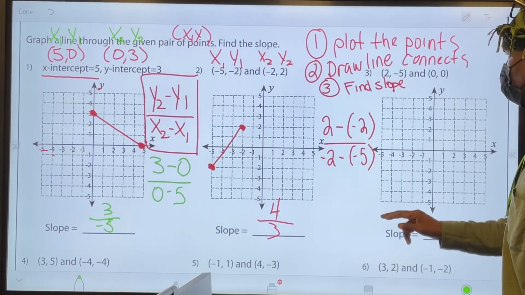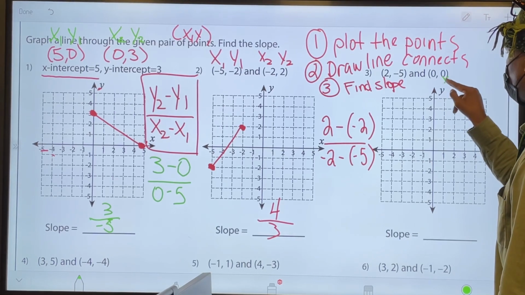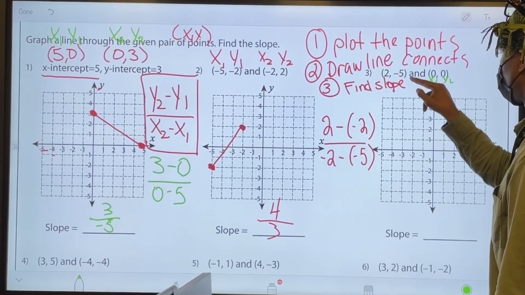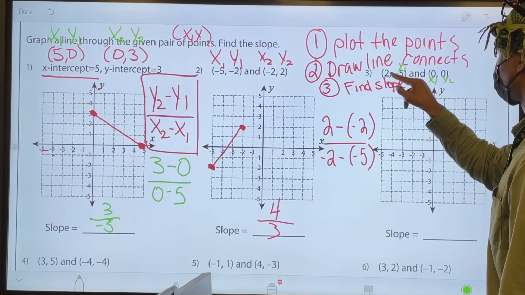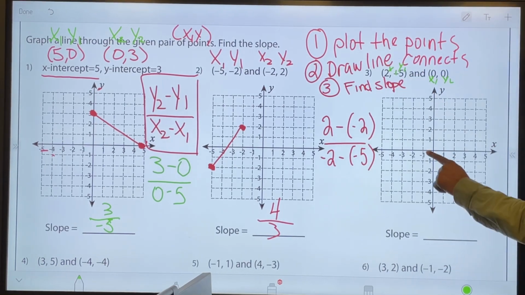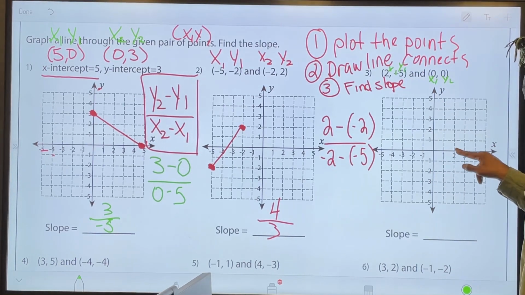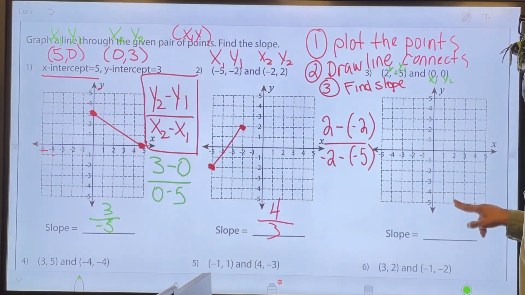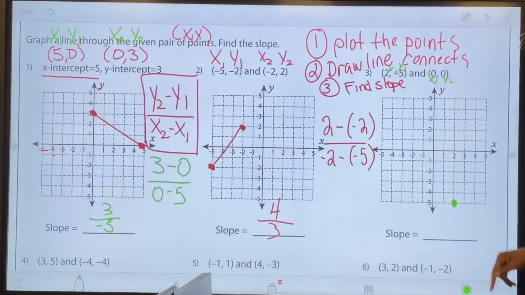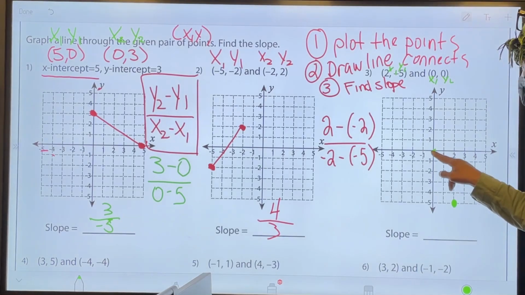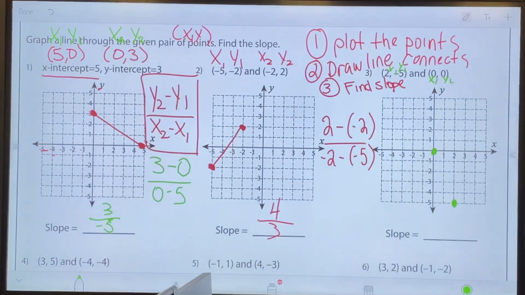You mark the first one. So I'm at 2, negative 5. Go to 2 on the x and then where? And then 5 on the negative on the y. First that point. Then where's 0, 0? Dead smack in the middle. 0, 0 is dead smack in the middle.